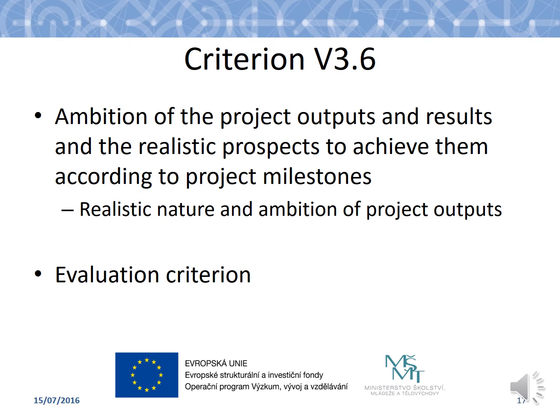Criterion V 3.6: Ambition of the project outputs and results and the realistic prospects to achieve them according to project milestones. That means realistic nature and ambition of project outputs. Declared results and outputs should be proportionate to the required resources and research focus of the project. That means the possibilities of publication for the given field.